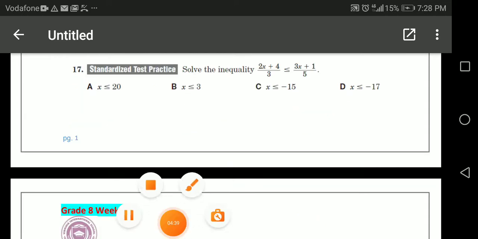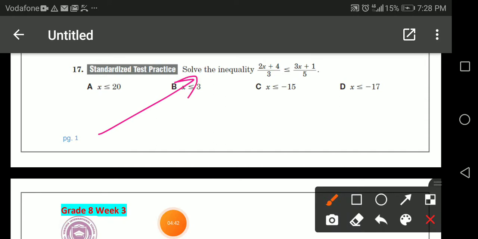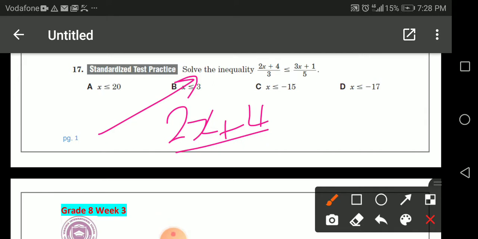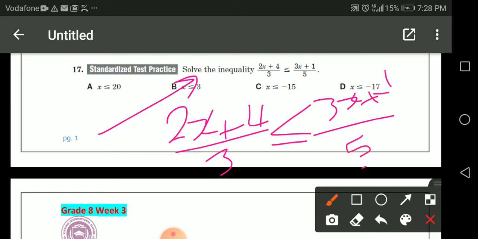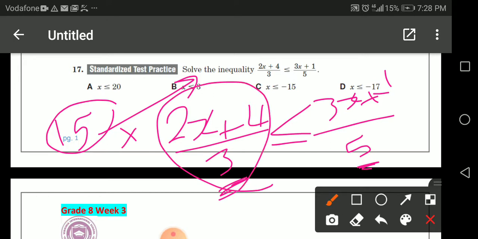Okay, now we have a very interesting one. Solve this inequality. It's very easy. Please focus with me. I have 2x plus 4 all over 3 less than or equal to 3x plus 1 all over 5. We have the denominators 3 and 5, and I want to get rid of the denominators first. What's the common multiple between them? Take the product of them. 3 times 5 gives you 15. So I will multiply both sides by 15 to get rid of the denominators.